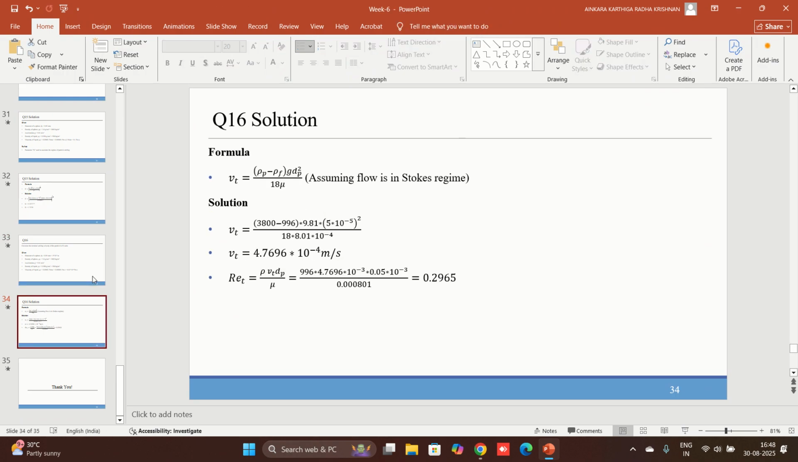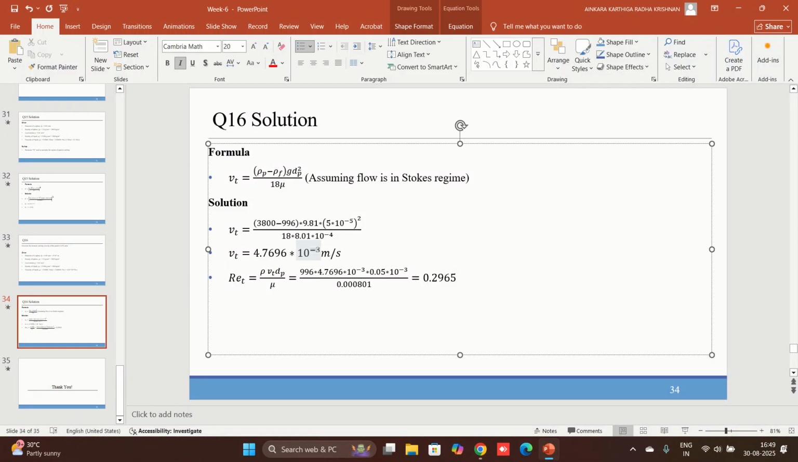So now what we can do, we can substitute it, and we will get 3800 minus 996 into 9.81 into 25 divided by 18 divided by 8.01 into 10 power minus 6 divided by minus 4. So minus 10 divided by minus 4, it will be minus 6. So it is 4.7696 into 10 power minus 3. Yeah, it is minus 3. Minus 3 meter per second. Because we changed, right, that I haven't included here, that is the confusion.